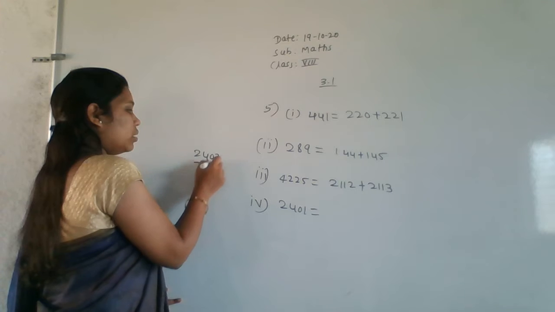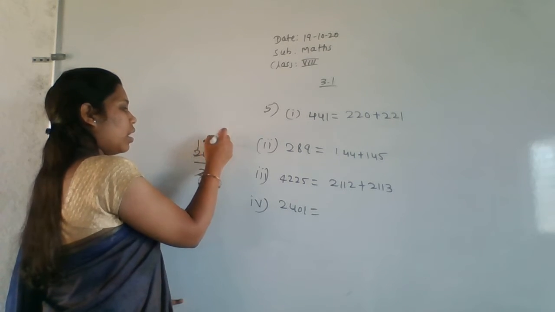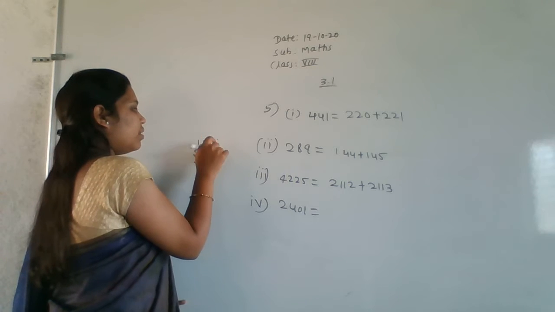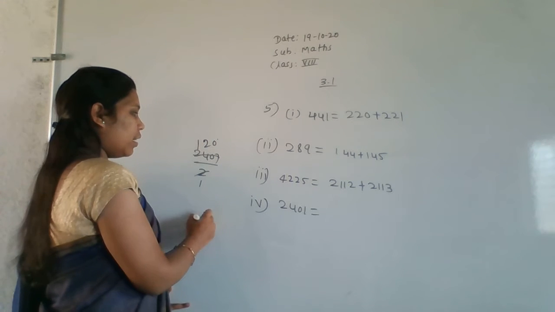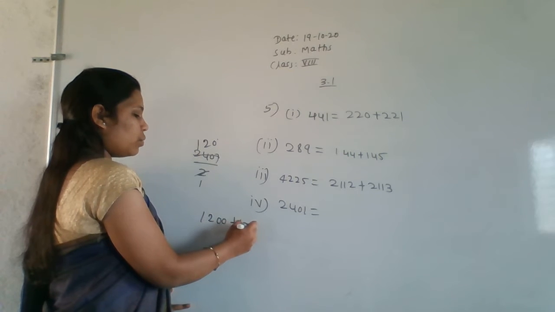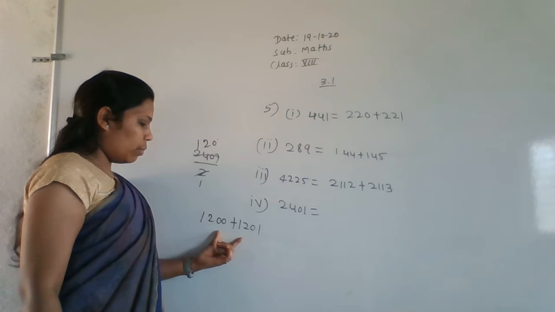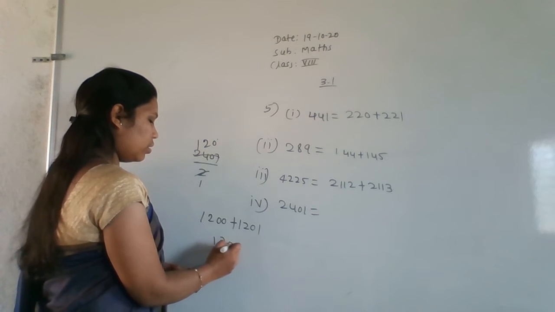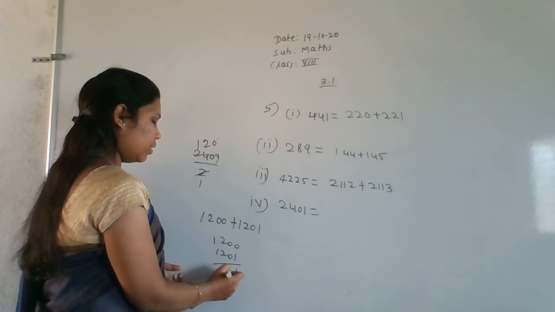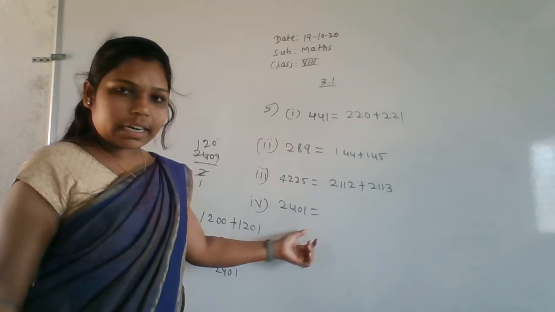See here, 2 ones are 2, 2 twos are 4, and 0 here. Okay, so 1 is left. So what we can take here is 1200 plus 1201, right? Add these two numbers. What will we get? You will get 2401, right?